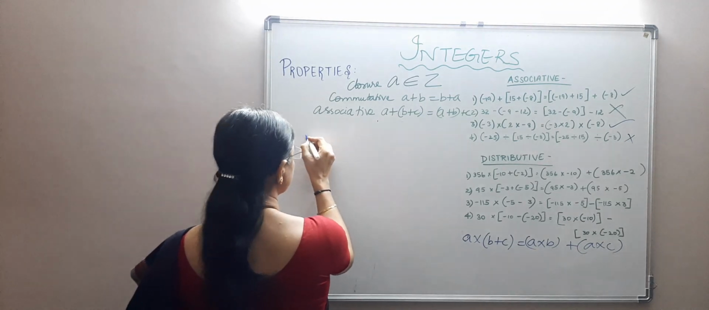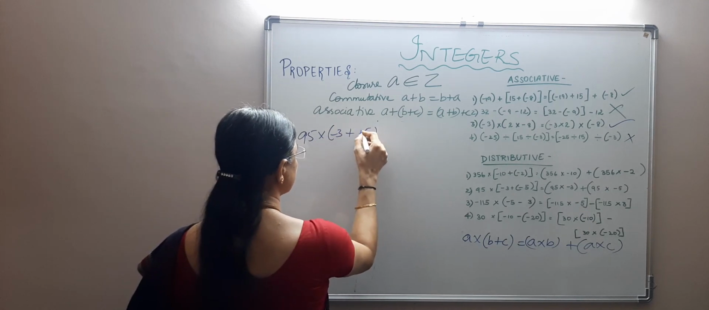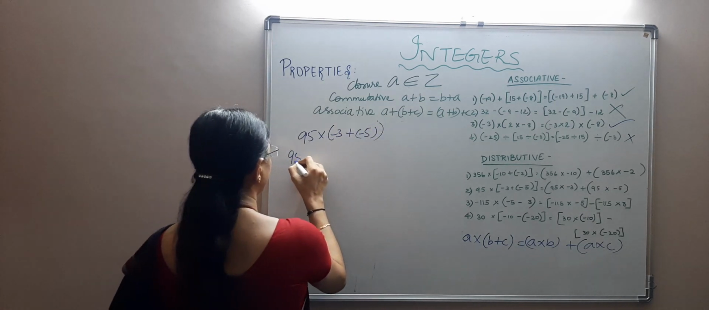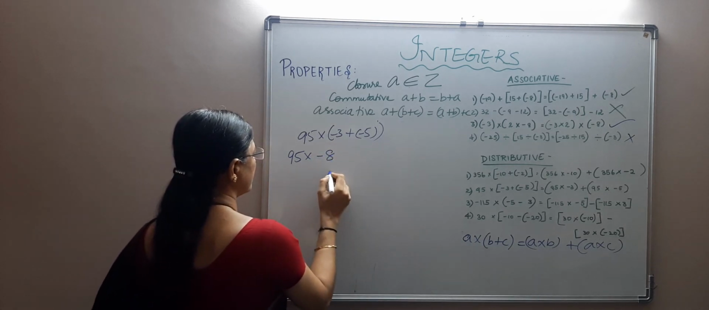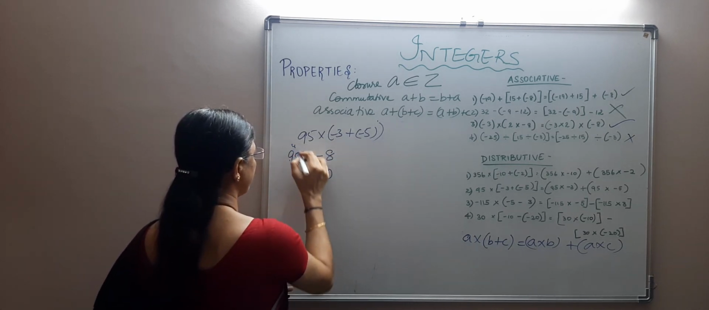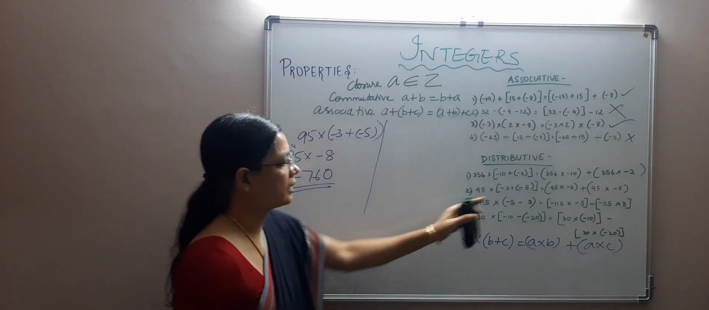Now the next one is 95 into minus 3 plus minus 5. Here again you have minus 3 plus minus 5, so I add them. So what is the answer? 40, 72, 76, minus 760. Now we'll do the RHS part.